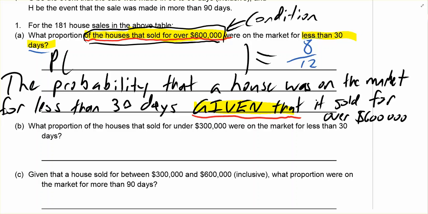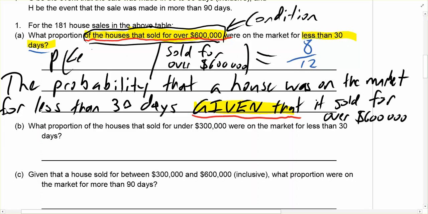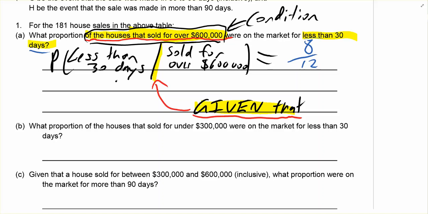So that's it in words. The probability that a house was on the market for less than 30 days, given that it sold for over 600 grand. The way we write the given sign is with a slash. So given that it sold for over 600 grand, and you should always write that condition first. The event is that the house was on the market for less than 30 days. So the slash means given that.